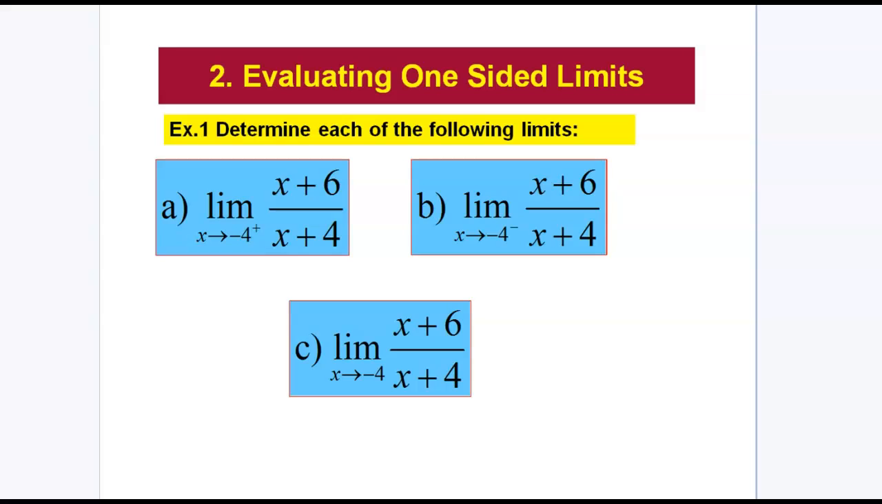The limit as x approaches negative 4 from the positive side, from the negative side, and just at negative 4 of (x plus 6) over (x plus 4). Okay, so we're just going to analyze this one, and I'm going to show you a technique, and we'll be able to answer all 3 of these questions just by doing part C.